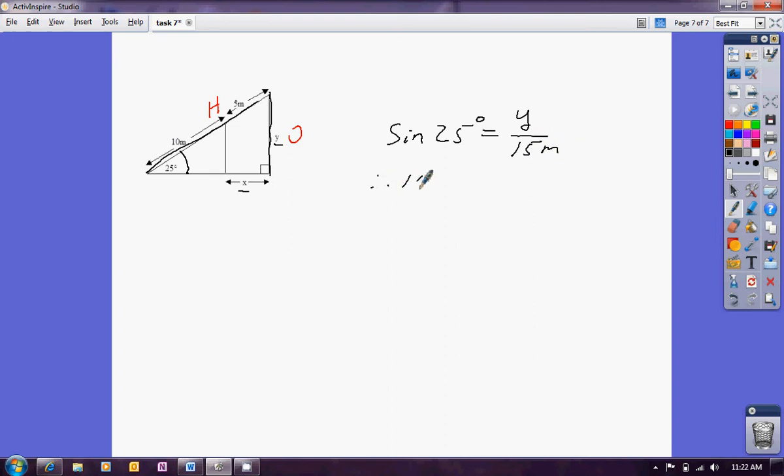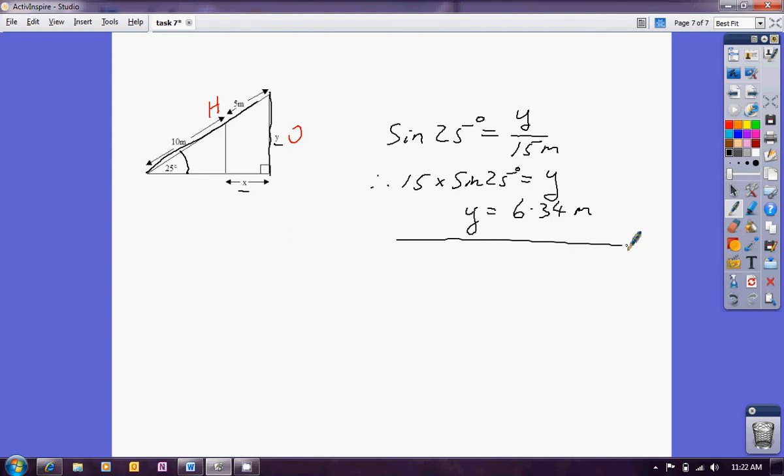Therefore, 15 times sine 25 degrees equals y. And that gives us a result of y equals 6.34 metres.